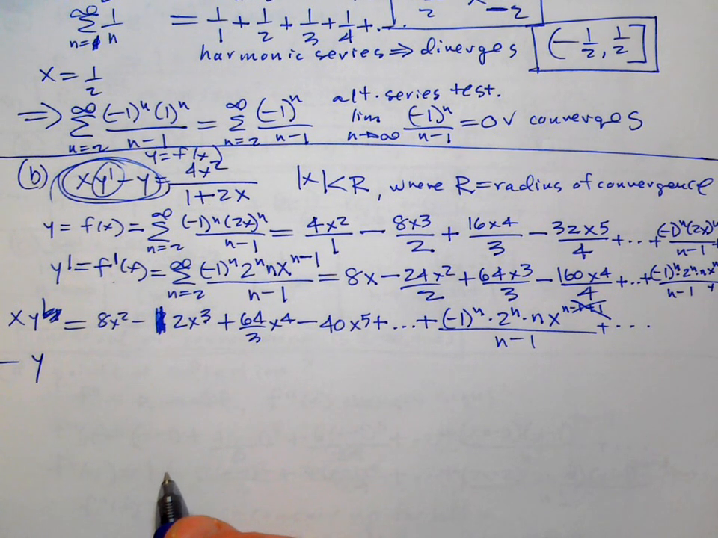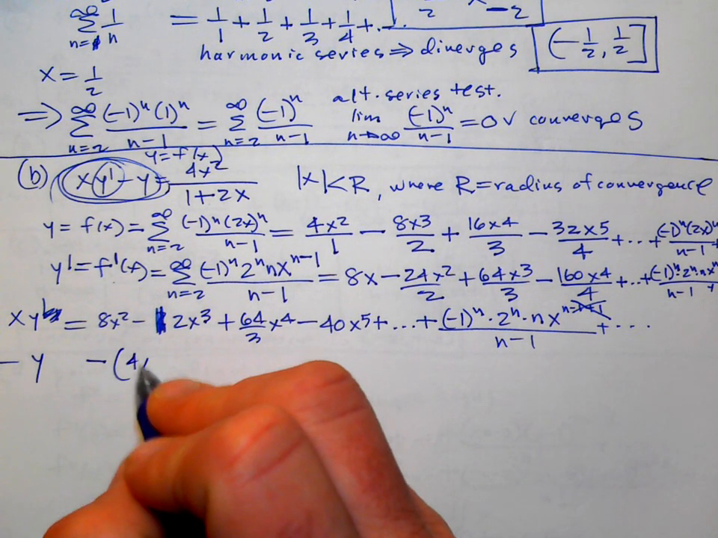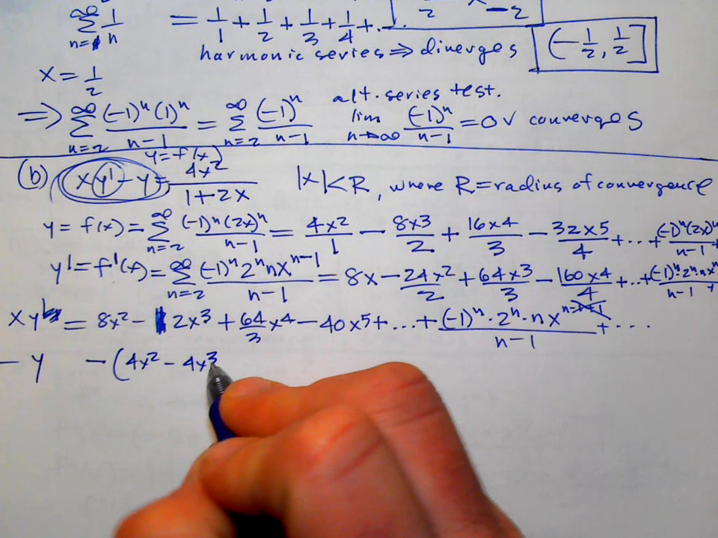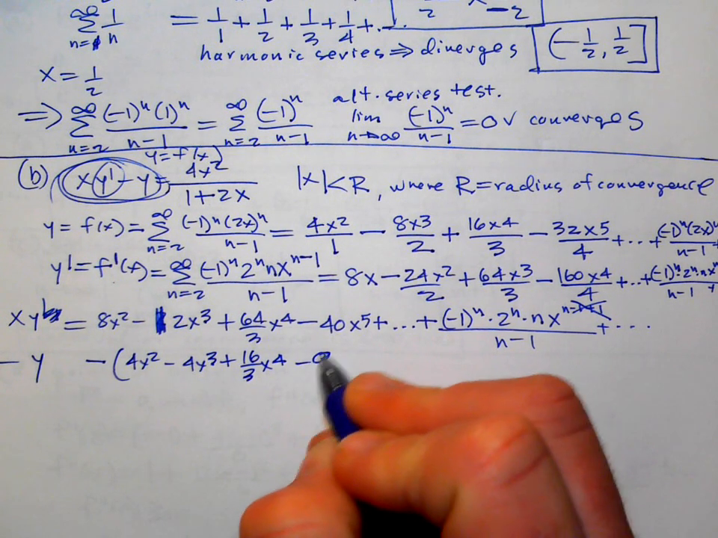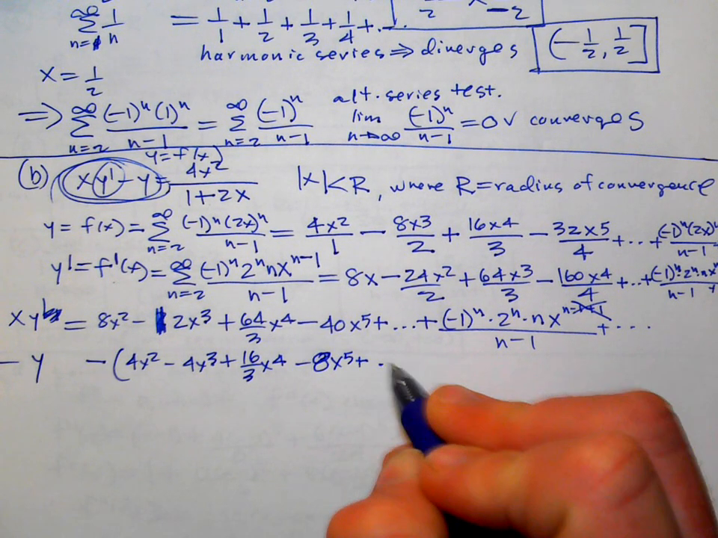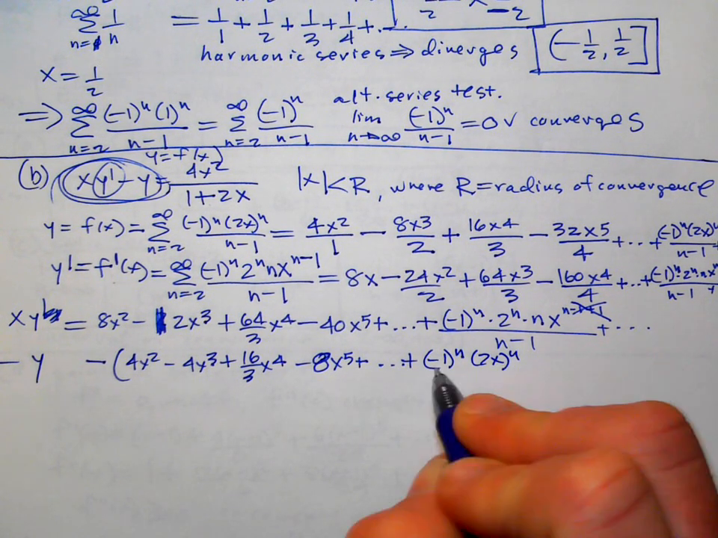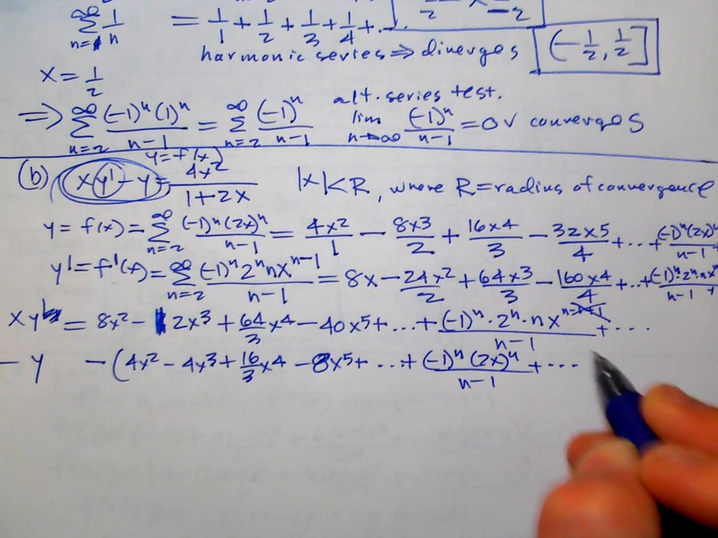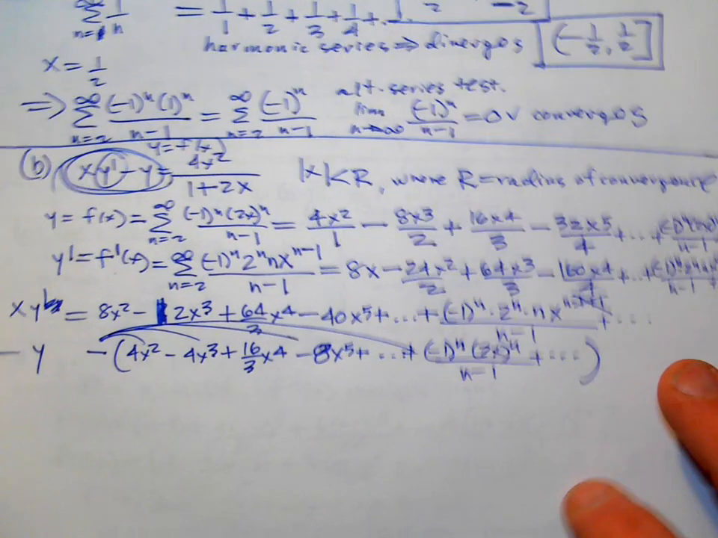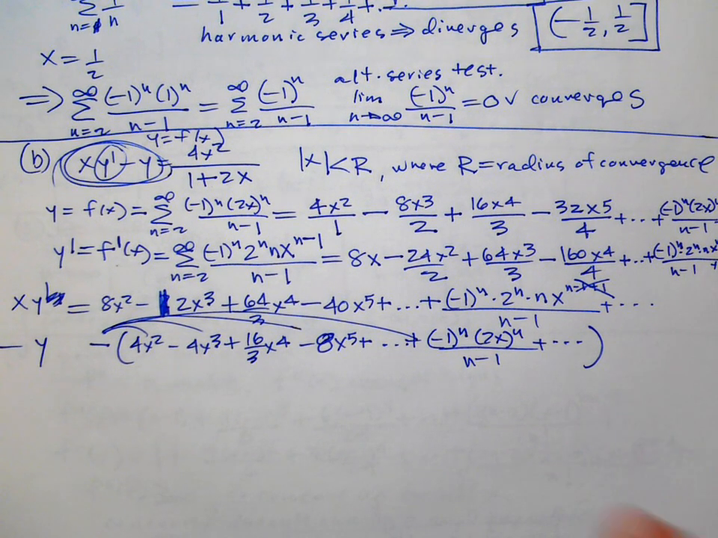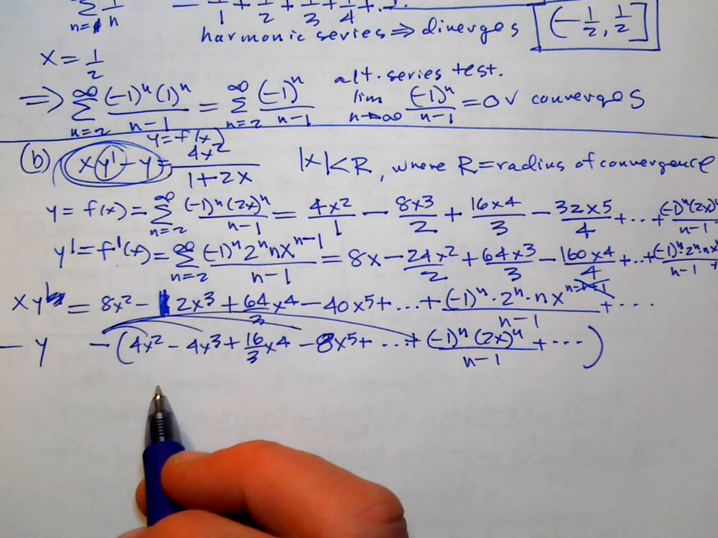Okay, so if we subtract y from it, we're going to subtract 4x squared minus 4x cubed plus 16 over 3x to the fourth minus 8x to the fifth plus dot dot dot plus negative 1 to the n, 2x to the n over n minus 1 plus dot dot dot. And we have to distribute all that multiplication. So we're building some crazy series right now from these other series. And so we've done this quite a bit. So what do we get when we do this?